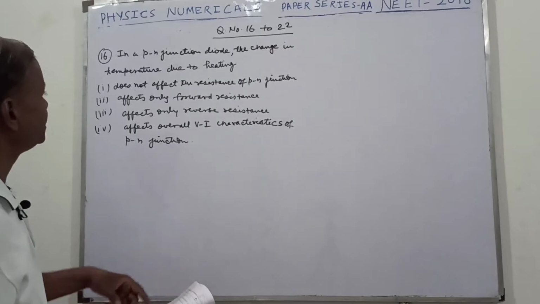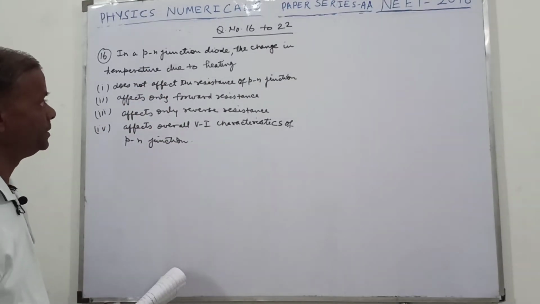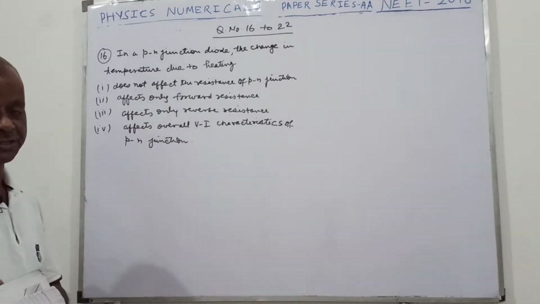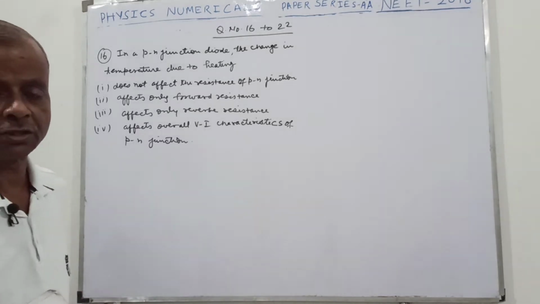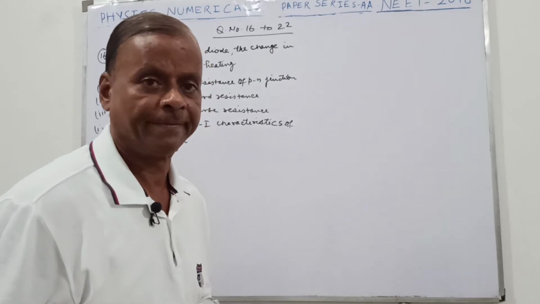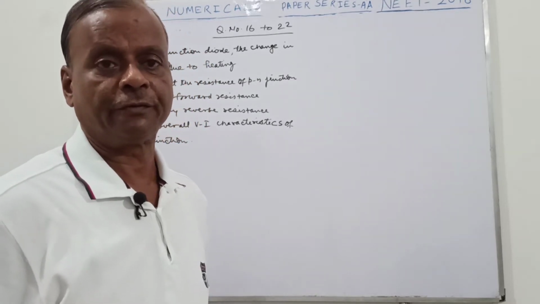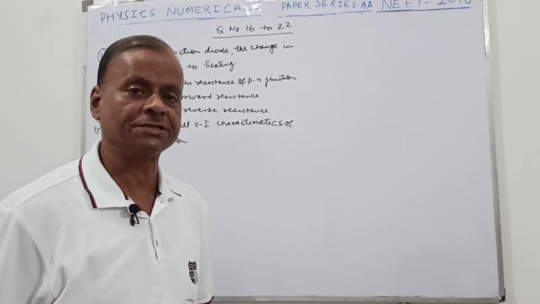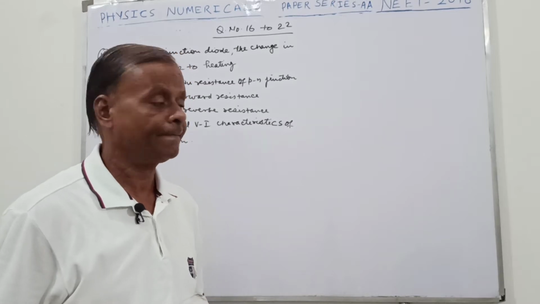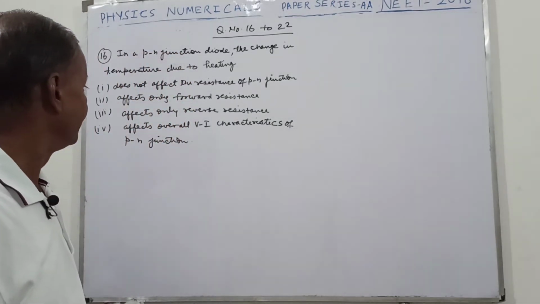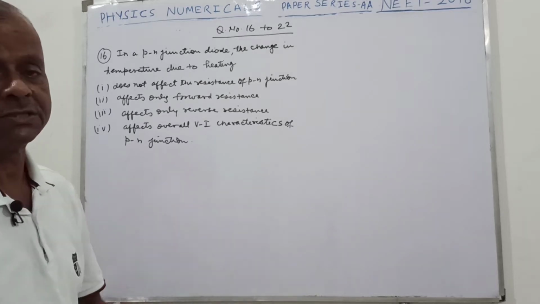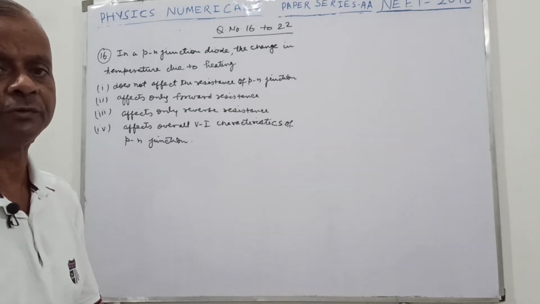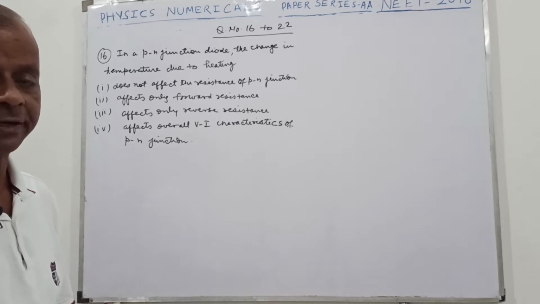Now this we know that when the junction diode is heated, the resistance decreases, so the conductivity increases. So whether it is in forward bias or reverse bias, all resistances are affected. So it means that it affects the overall VI characteristic of the junction diode. This is a direct question from the theoretical part.